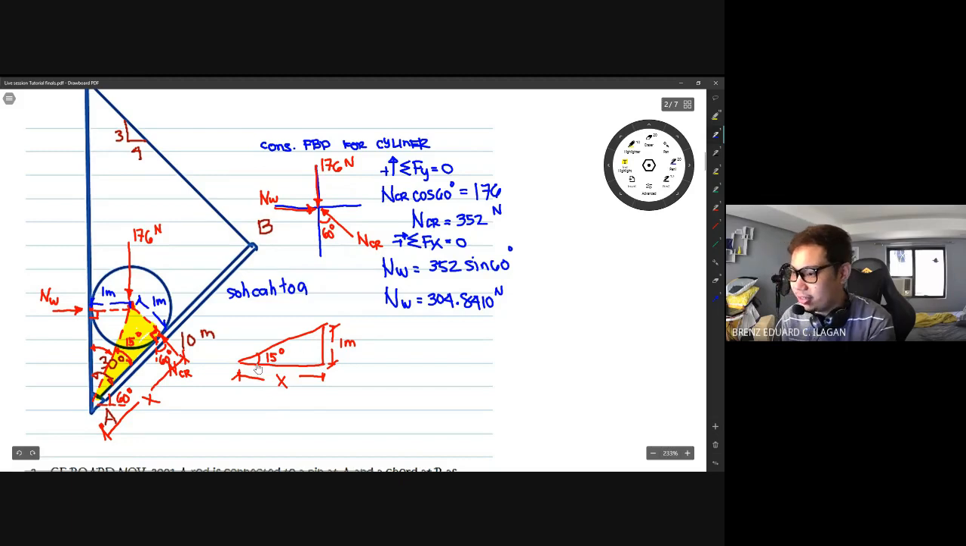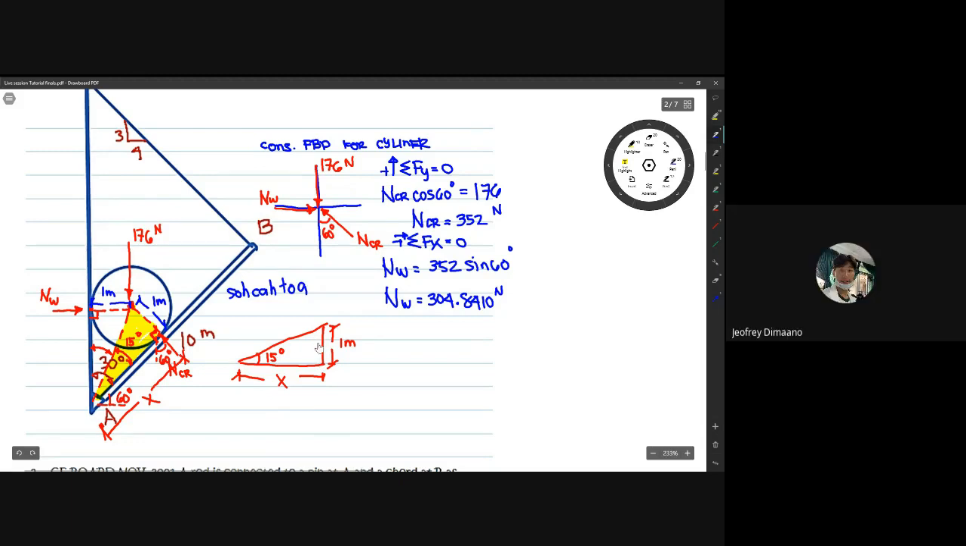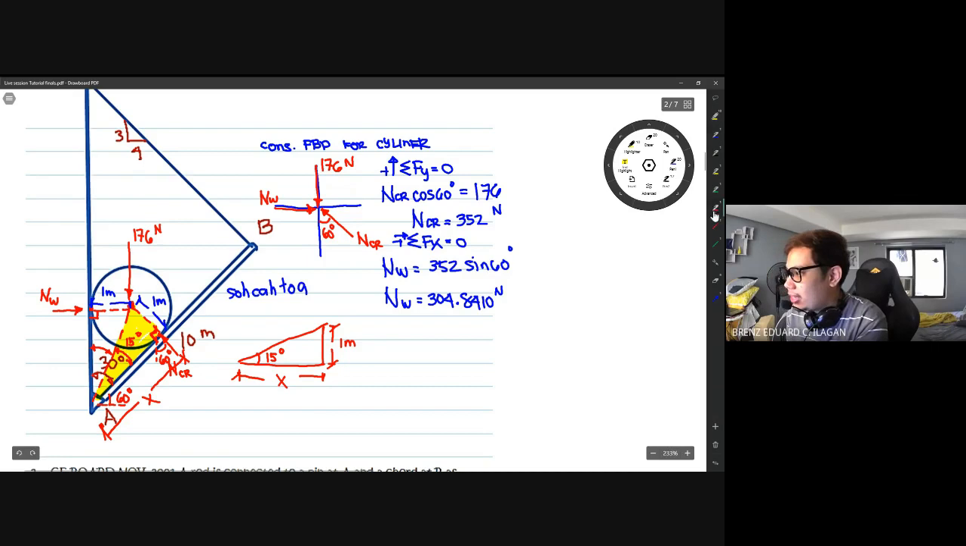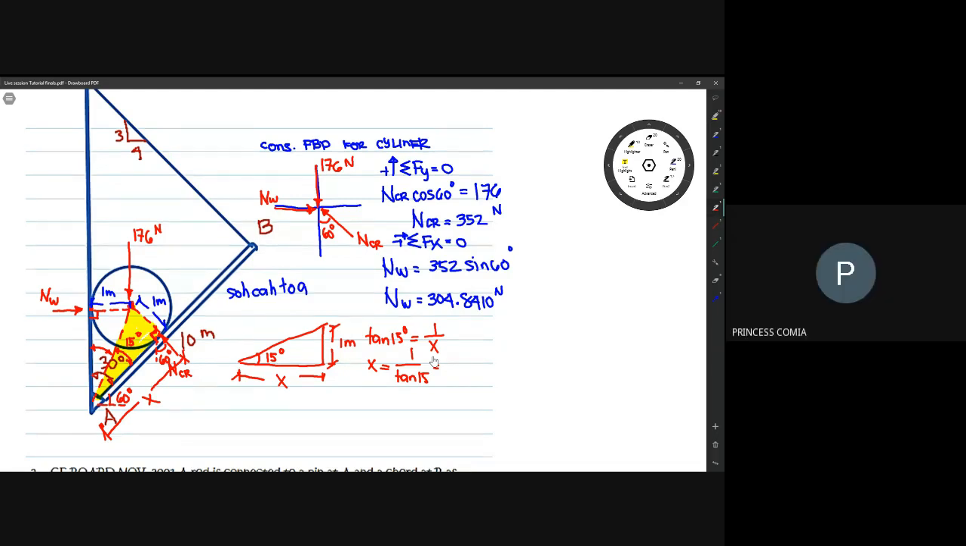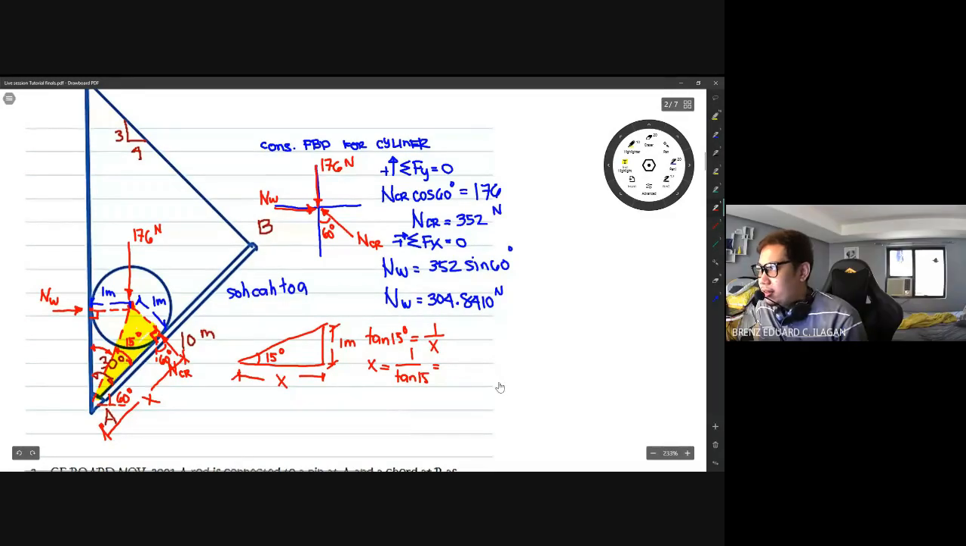Okay, ulitin natin. Anong trigonometric function yung gagamitin natin? Tangent po. Tangent. So, using tangent, tangent of 15 degrees is equal to 1 over x. So, we have the value of x na 1 over tangent 15. So, ano pong value nito? Pakipindot naman. Two plus square root of 3. 2 plus square root ng 3.